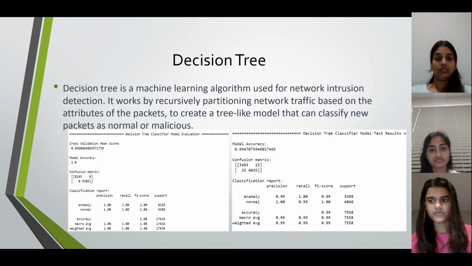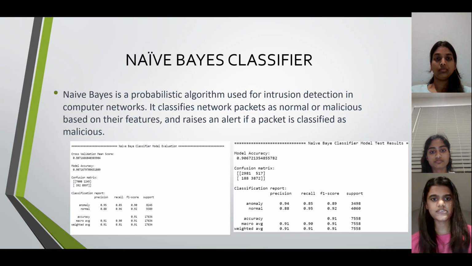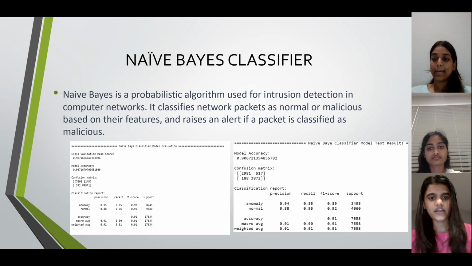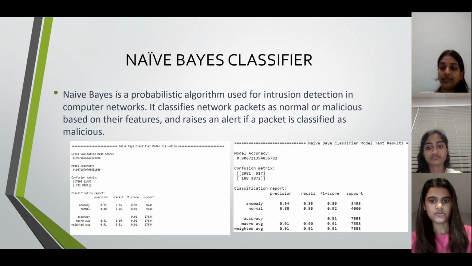And the next algorithm we have used is naive Bayes. Naive Bayes is a probabilistic machine learning algorithm used for network intrusion detection. It works by calculating the probability of a network packet being normal or malicious based on the joint probability distribution of its attribute values. The algorithm assumes that the attributes are conditionally independent given the class variable, which simplifies the calculation of the probability distribution.